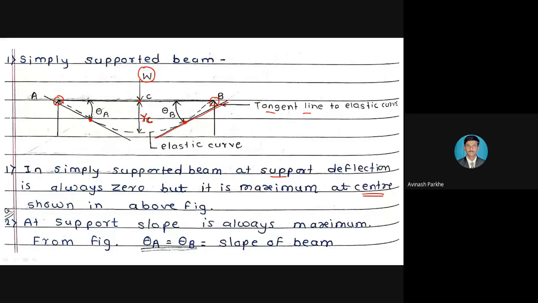And what is the second statement? At the supports, the slope is always maximum. I am telling about only the simply supported beam. In case of a simply supported beam, the slope is maximum at the support, and at the center point it is equal to 0. And theta A is equal to theta B. Why is theta A equal to theta B? Because the point load is applied exactly at the center. Therefore, whatever slope is generated at point A, the same amount of slope will be generated at point B. Therefore, please keep in mind, the slope is maximum at the support point and it is equal to 0 at the center point.